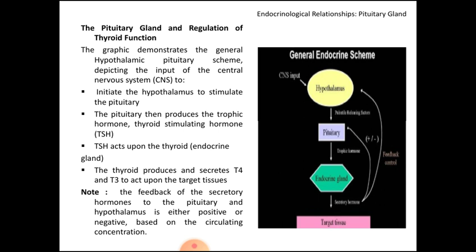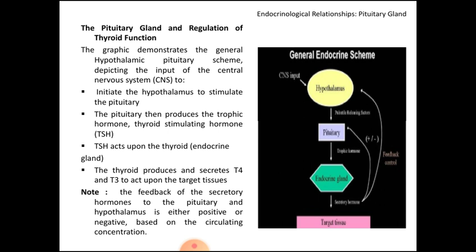In the next slide, the pituitary gland and regulation of thyroid function. The graphic on the left demonstrates the general hypothalamic-pituitary scheme, depicting the input of the central nervous system, CNS, to initiate the hypothalamus to stimulate the pituitary, so that the pituitary then produces the trophic hormone, which is thyroid stimulating hormone. The TSH acts upon the thyroid, an endocrine gland, to produce and secrete T4 and T3.